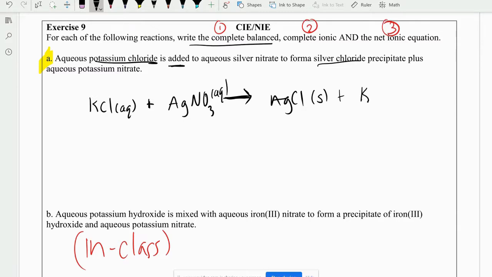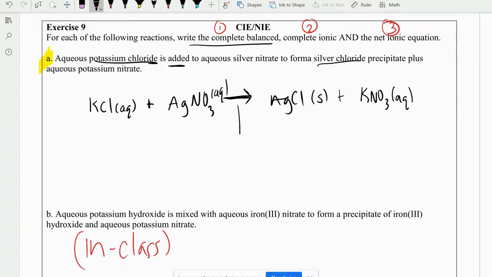Potassium's a +1, nitrate is a -1, so you only need one of each. Therefore, you have KNO3, and it is aqueous, so you write AQ. All right, you're not done. You just wrote the complete reaction, but you have not balanced it.